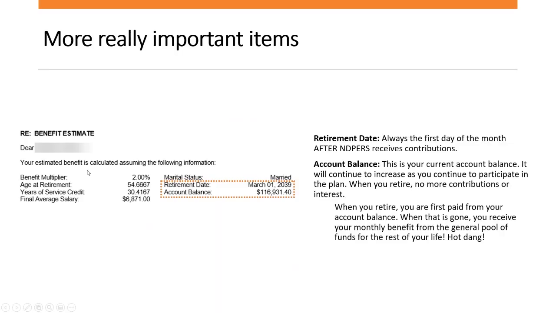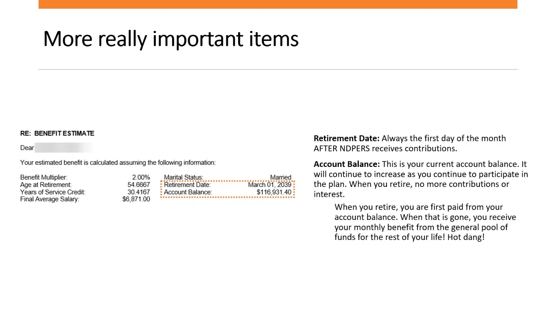More really important stuff. Again, retirement date, it's always the first day of the month. You can leave at any time that you and your employer agree that you're leaving. But from our perspective, your retirement date will always be the first of the month.